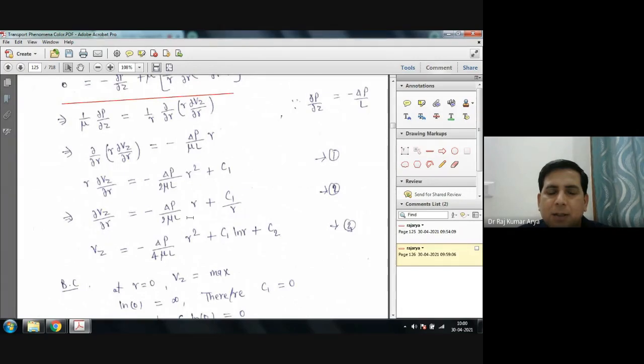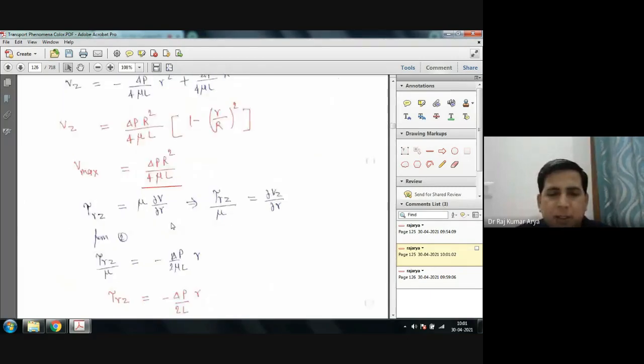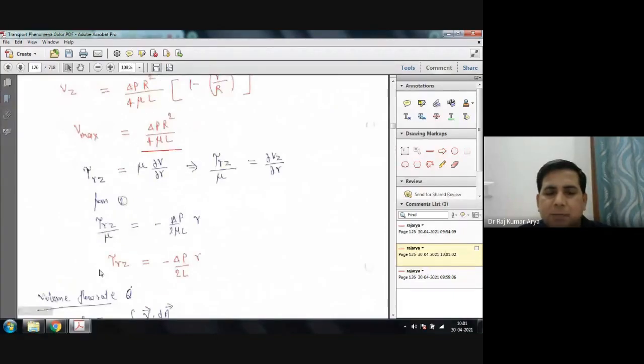C1 constant was 0, so you can cancel this term. You are left with only this, so this is your del Vz upon del r. If you are calculating shear stress at the center, r equal to 0, that term will get cancelled. Therefore shear stress at the center would be 0. If you are calculating at the wall, r would be plus or minus R, either on top side or bottom side, correct? In that way you can calculate your shear stress. The shear stress expression is coming: tau rz is minus delta P upon 2L into r.